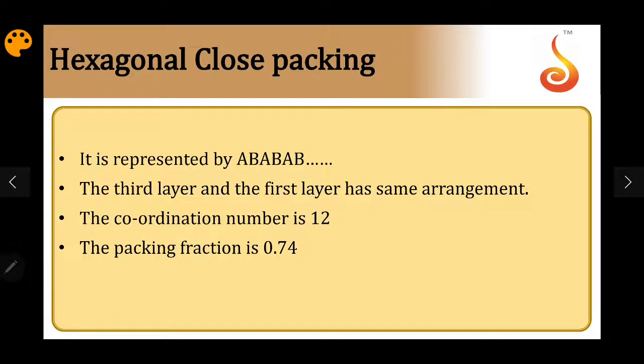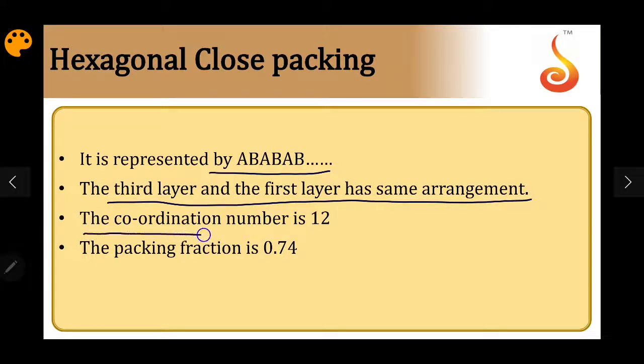Hexagonal close packing. Hexagonal close packing is represented by AB, AB, AB. That means A, B, then again A. So the first layer and third layer will have a similar arrangement of atoms. The coordination number of the particle will be 12, and the packing fraction is going to be 74 percent, or 0.74.